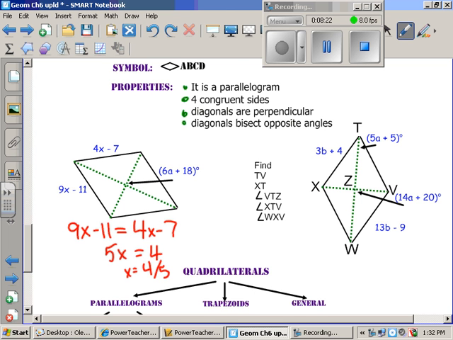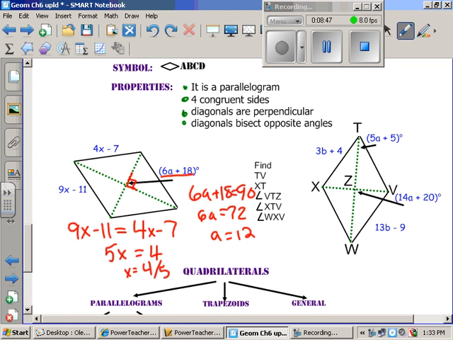All right? And then diagonals are perpendicular. So if this angle is 6a plus 18, it's a right angle. So to solve it, I would just set 6a plus 18 equal to 90. So 6a is equal to 72, and a is equal to 12.